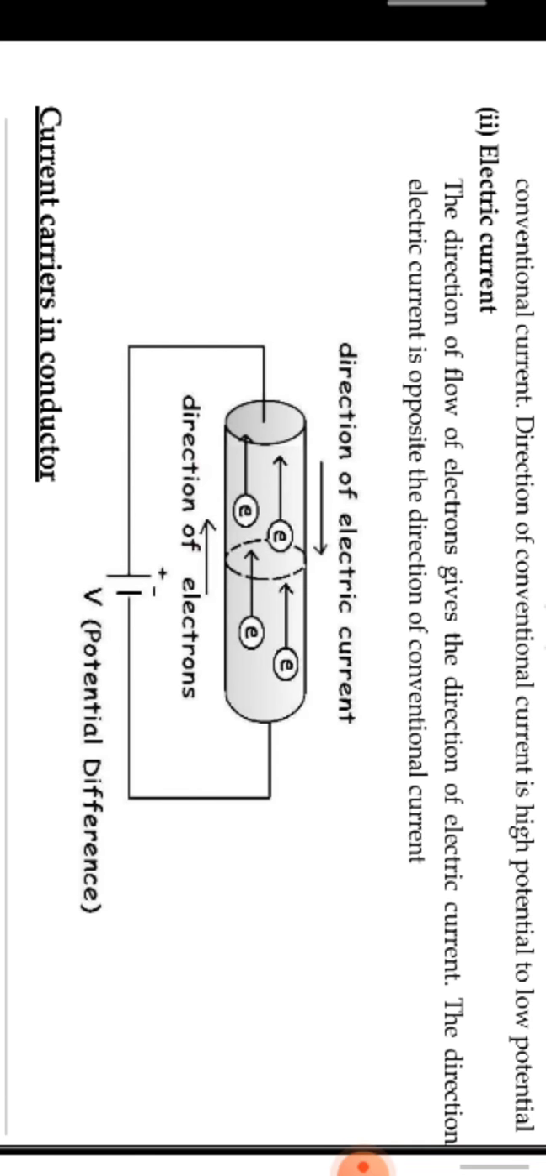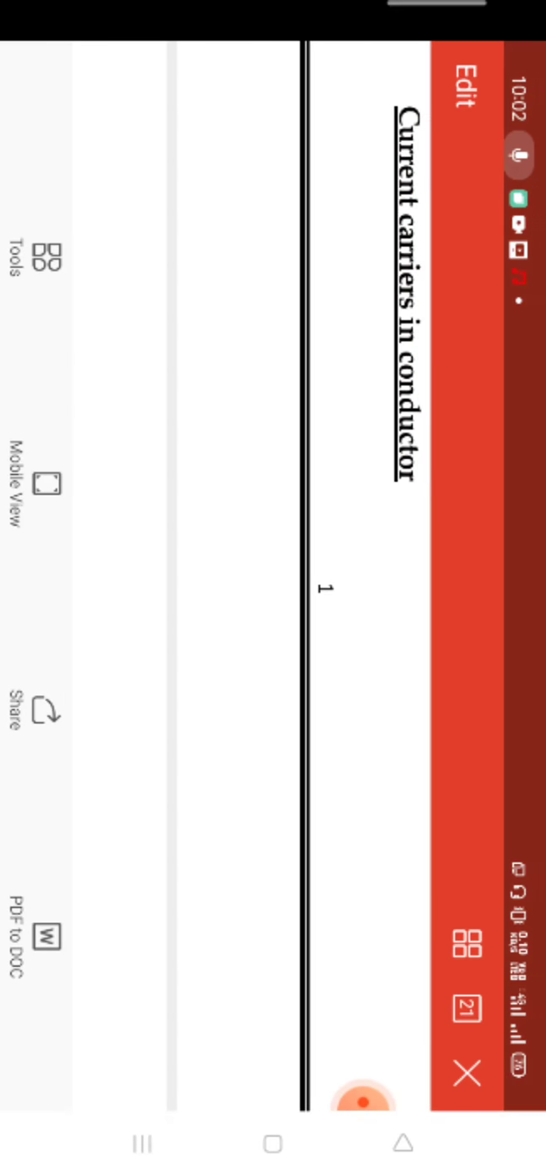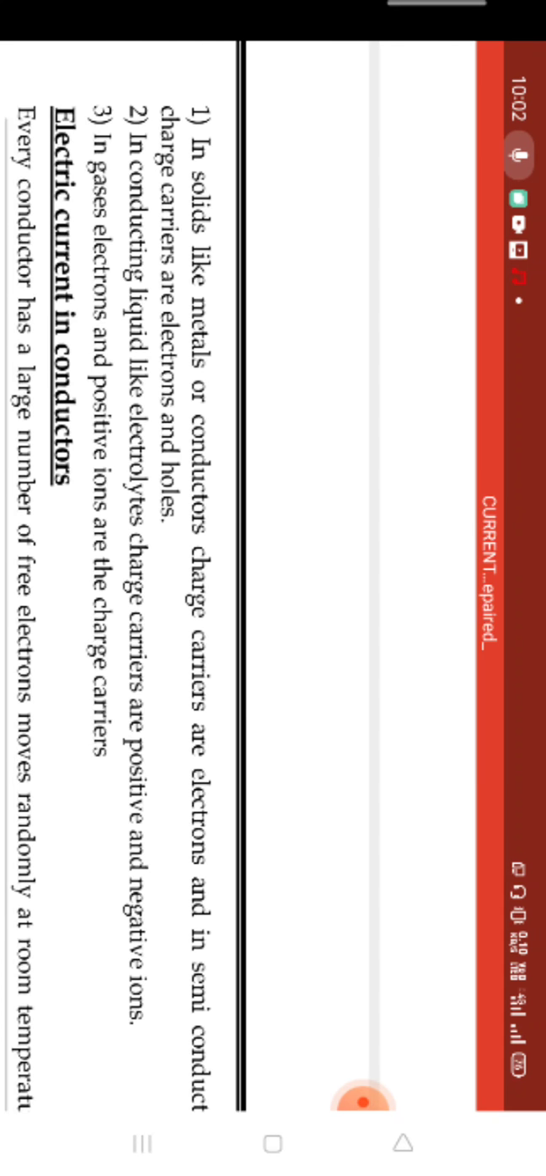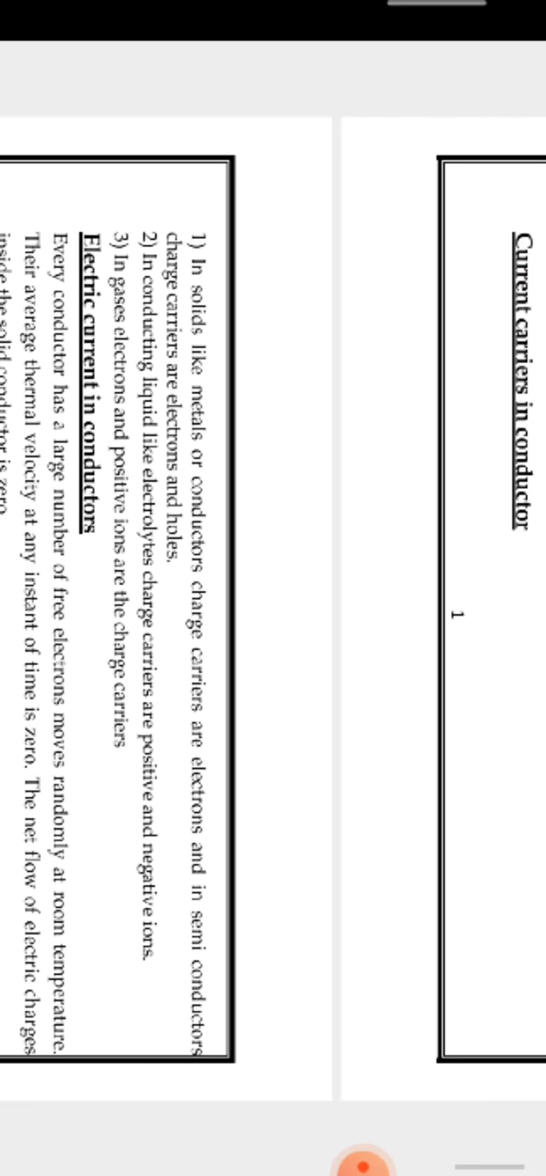And thereafter, electronic current. The direction of flow of electrons gives the direction of electronic current. The direction of electronic current is opposite to the direction of conventional current. And thereafter, the charge carriers in a conductor. What are the current carriers in a conductor? In solids, liquids and gases, in all three states, current carriers are available to us.